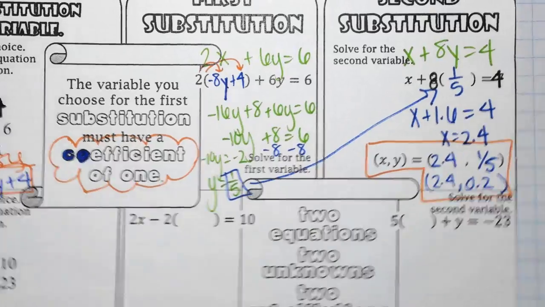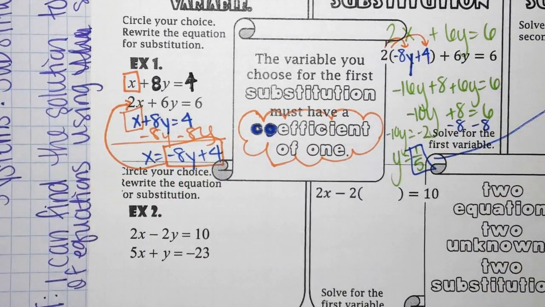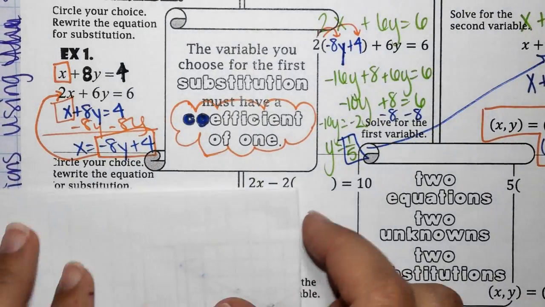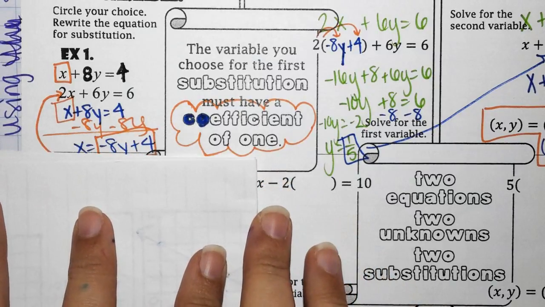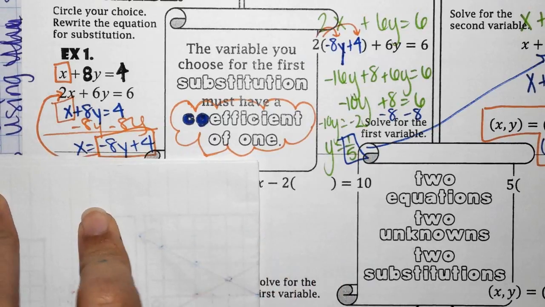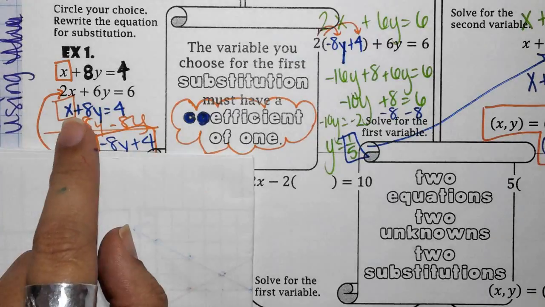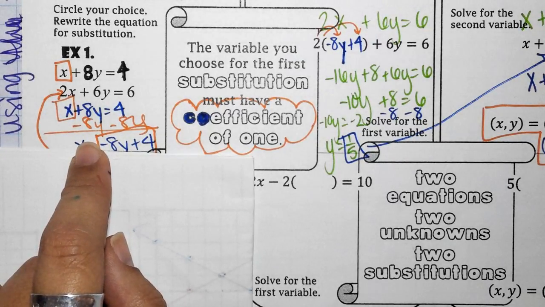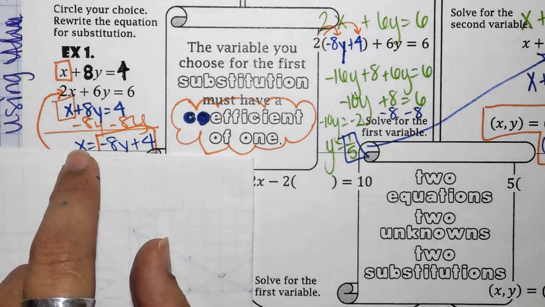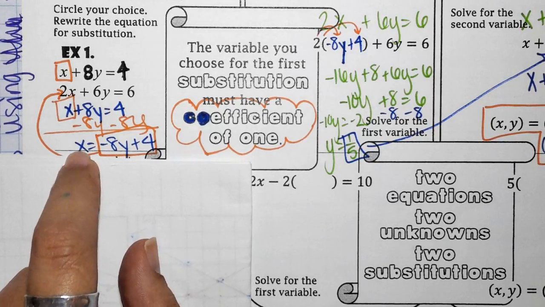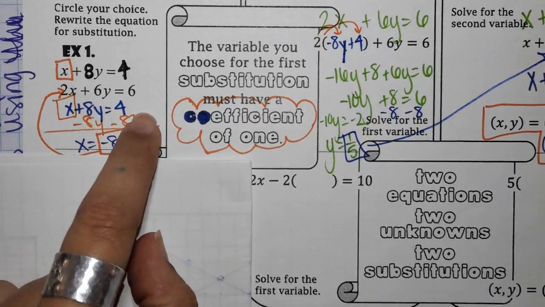Now, tell me what the first thing we did was. Raise your hand, don't scream at me. Let's walk through what we did. Jadani, can you tell me what we did first? Right here in this first step. We subtracted, right? Because we wanted to get x by itself. So we tried to get x by itself, and we subtracted 8y.